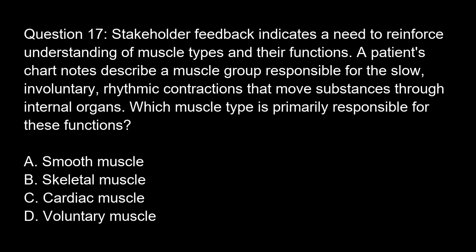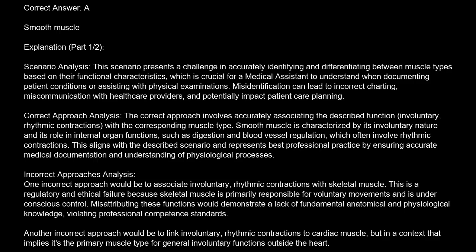Question 17. Stakeholder feedback indicates a need to reinforce understanding of muscle types and their functions. A patient's chart notes describe a muscle group responsible for the slow, involuntary rhythmic contractions that move substances through internal organs. Which muscle type is primarily responsible for these functions? Option A, smooth muscle. Option B, skeletal muscle. Option C, cardiac muscle. Option D, voluntary muscle. The correct answer is A, smooth muscle.